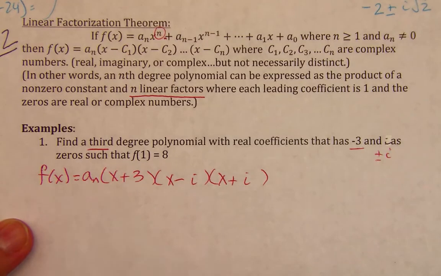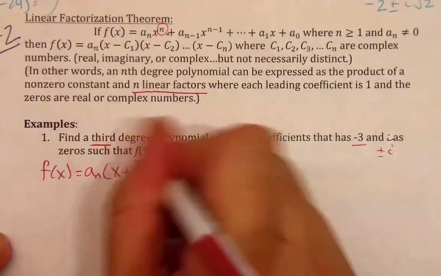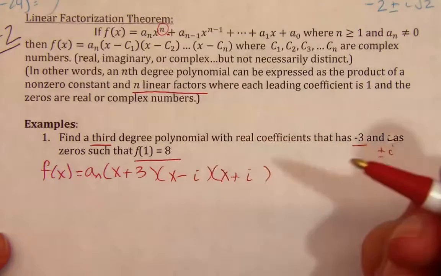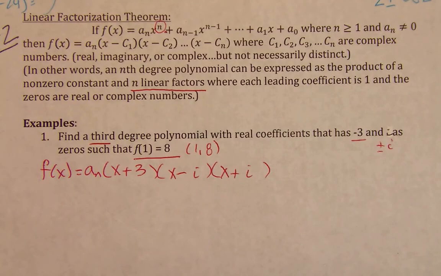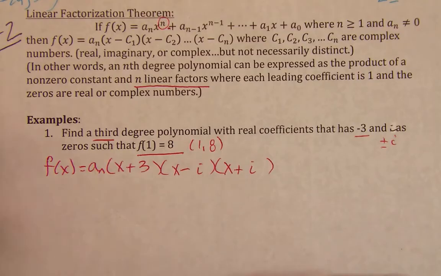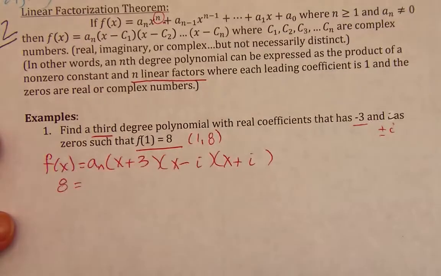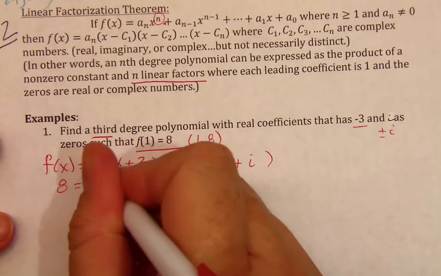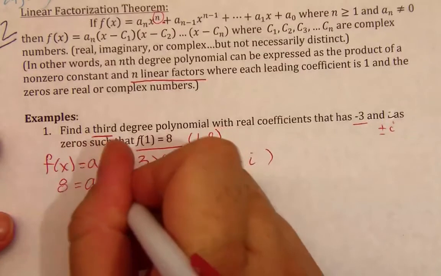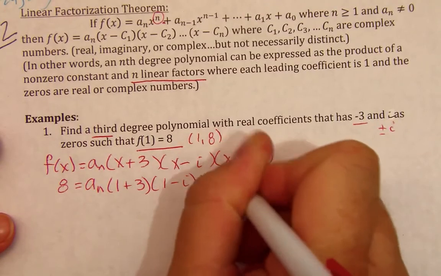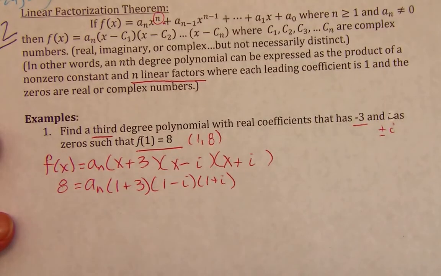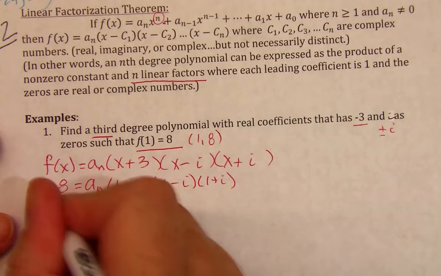Now the only thing we're missing is the coefficient out front, but they told us this piece of information right here. And that's really just a coordinate. That's the coordinate 1, 8. So what we can do is plug in those values and solve for our leading coefficient out front. So plugging in 8 for our y value, and then a sub n, and then our x value is 1. So 1 plus 3, 1 minus i, and 1 plus i. So we can go ahead and multiply these things out. 1 plus 3 is 4, so I can divide both sides by 4.